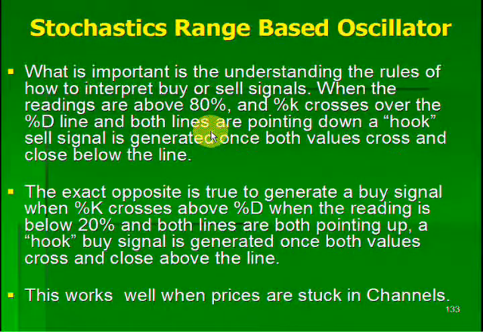Now, for a buy signal, you want to wait for %K and D, when the reading is below 20%, to both point up, cross back through each other, and the hook buy signal is generated once both values cross and close and lock in above that 20% line. At times it might be 25%, so be a little bit flexible there. But if they are under 20 and they lock and close over 20, so once again, let me repeat, if they're under 20 and then cross and lock and close above 20, that generates a buy signal. Now, using stochastics works very well in trading range-bound markets, especially when they're stuck in these channels that you can day trade out of.